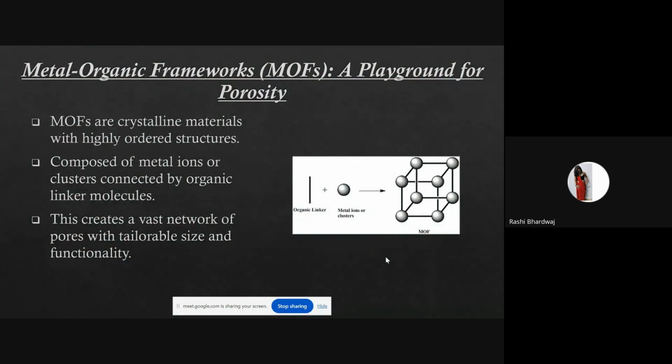So what are MOFs? Basically, they are your Lego sets or Tinker toy sets for chemists, where metal ions act as a building block and organic linkers connect them, forming a 3D porous network. The size and the pores of this material can be precisely controlled via the synthesis process, which makes them a very tailorable material, and the whole chemistry of fabricating an MOF is a part of reticular chemistry.